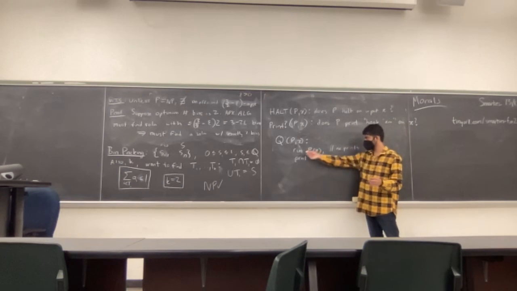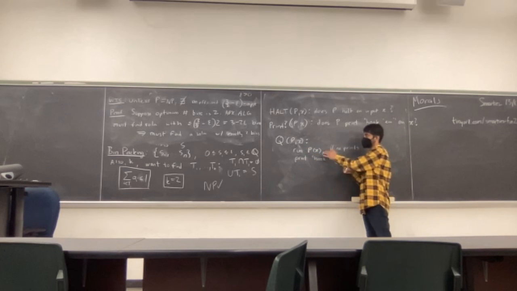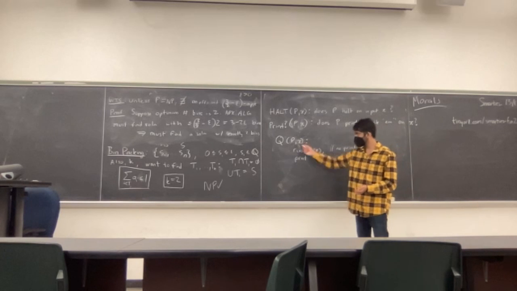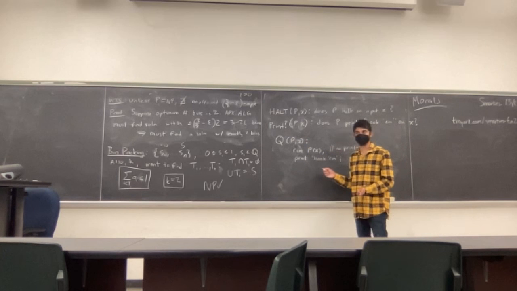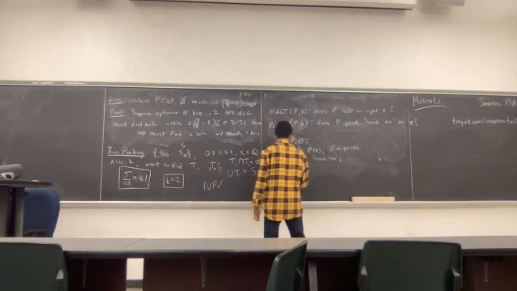So run P of X. P of X is an infinite loop, right? It never prints hook'em. But if P of X finishes executing at some point, Q of X does print hook'em, right? So here is the following solution to the halting problem.